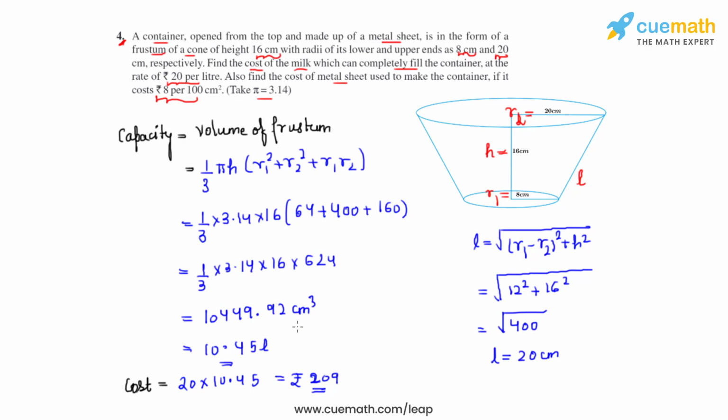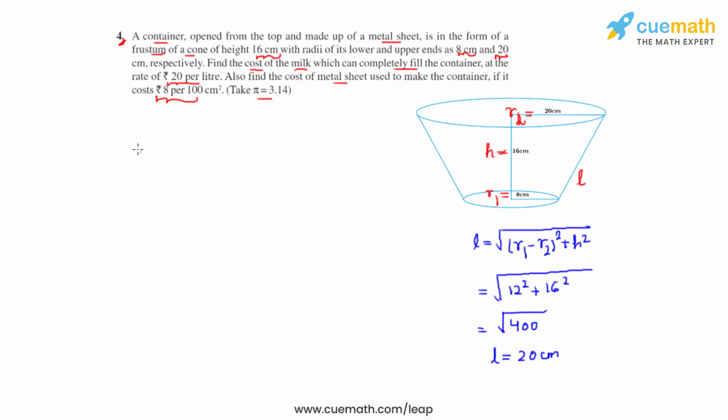Now we'll go on to the next part of the question which asks us to find the cost of the metal sheet used to make the container. So for that we will need to find the area of the metal sheet which was used in making the container. So we'll have to find the curved surface area of the frustum plus the area of the circular end. Now we have to find the area of the circular end which is enclosed and which is not open.